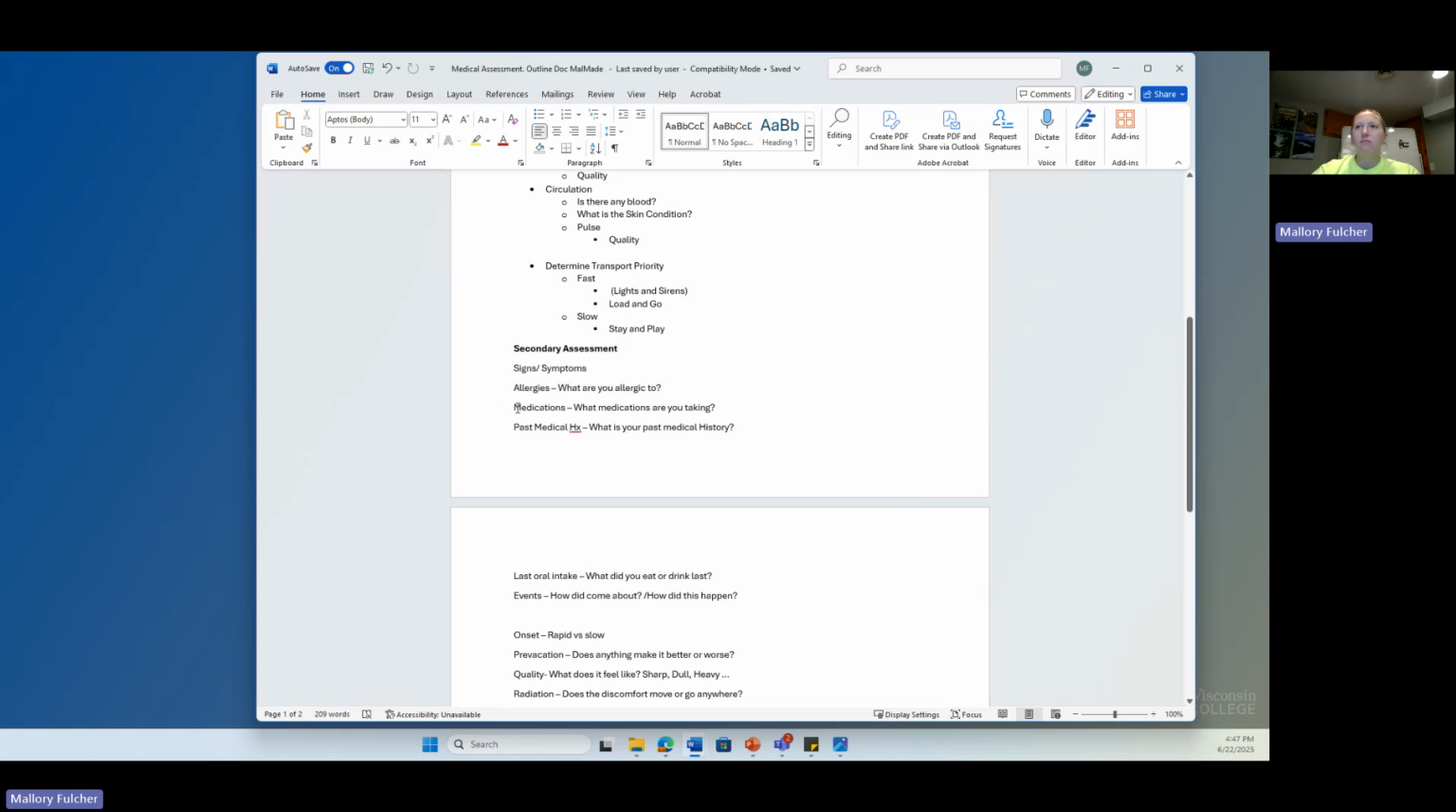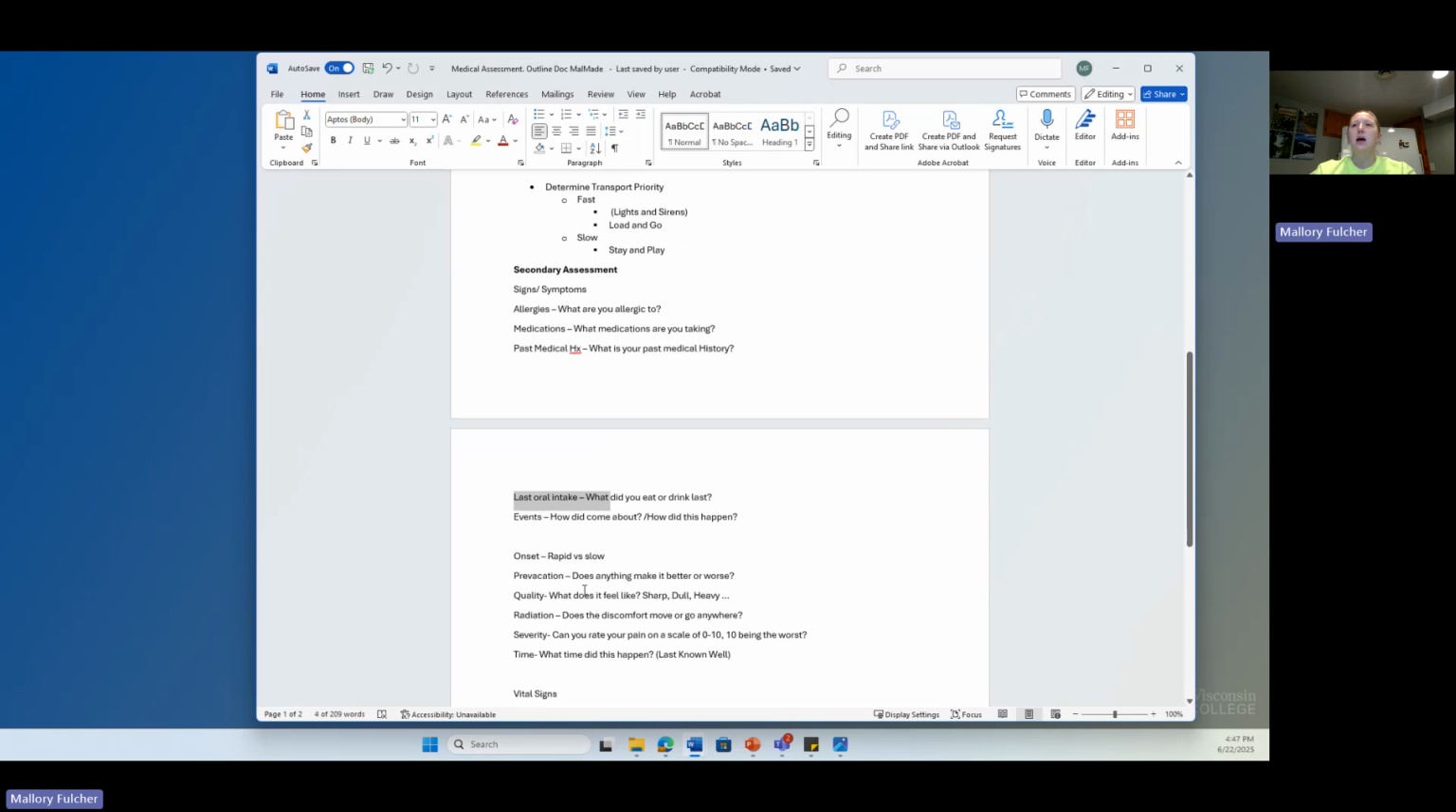Medications, same thing, right? It hasn't changed. Past medical history, if they were vague on this answer, we can go in a little bit more depth with this. But again, in 5 minutes, it probably hasn't changed much. Same thing with oral intake.